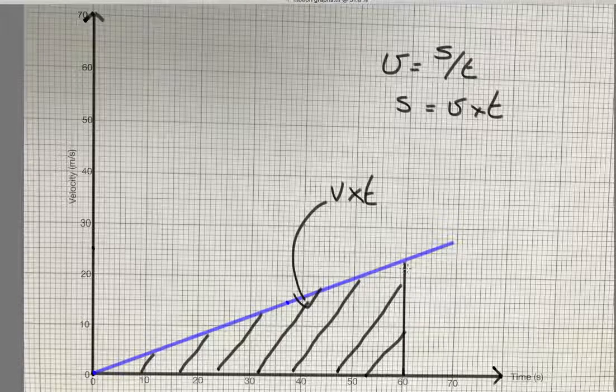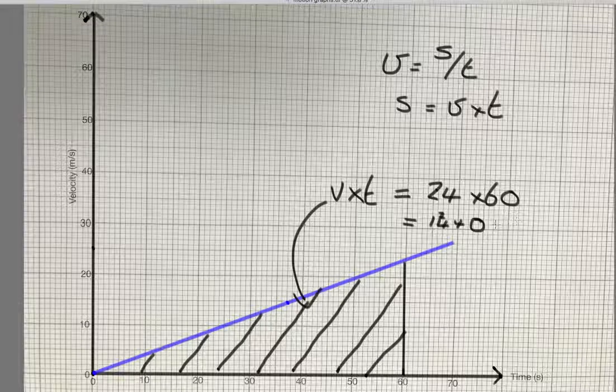So here, in this case, we have 60 seconds. And the velocity after 60 seconds is 24 meters per second. So we've got 1,440 meters. So the area under a velocity time graph gives you the displacement.